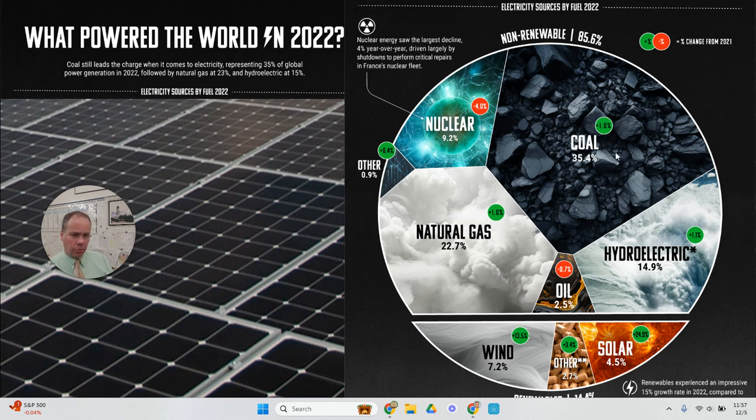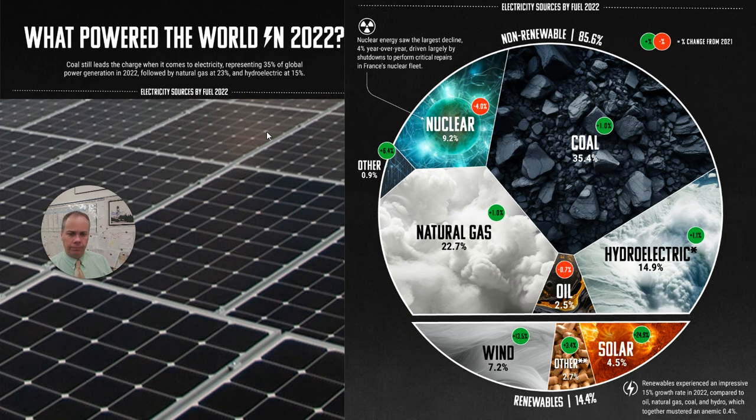But if we look at these green and red circles, they indicate how these are changing over time. And what we see is much more rapid growth in the renewables than we see in any of the non-renewable categories.